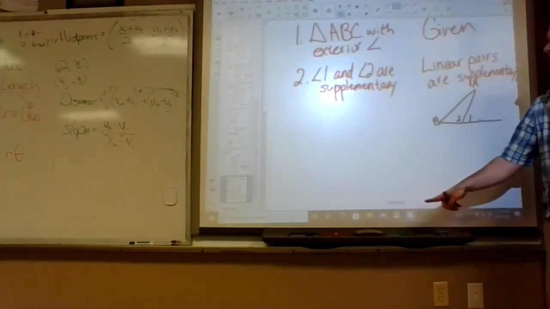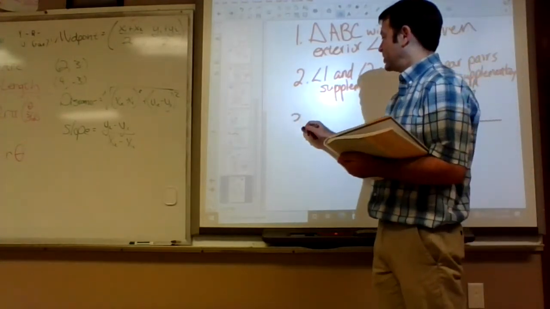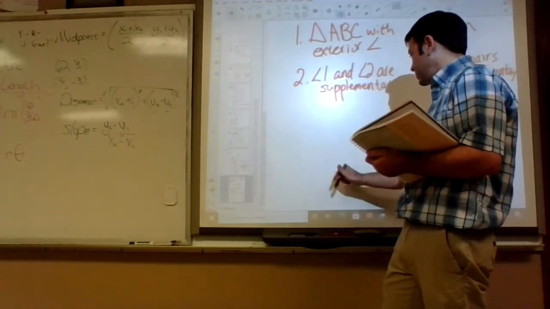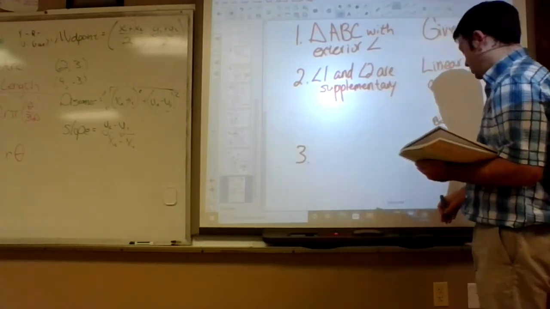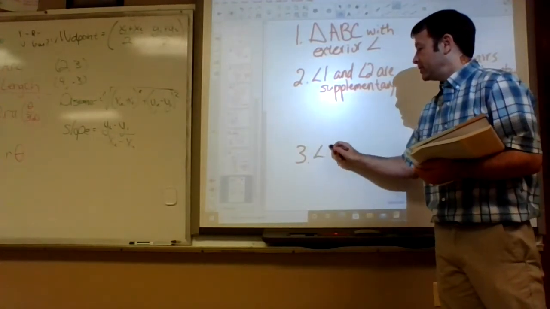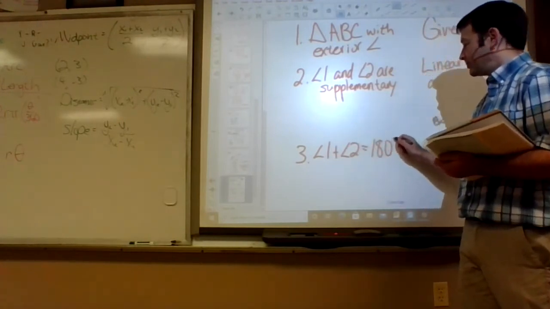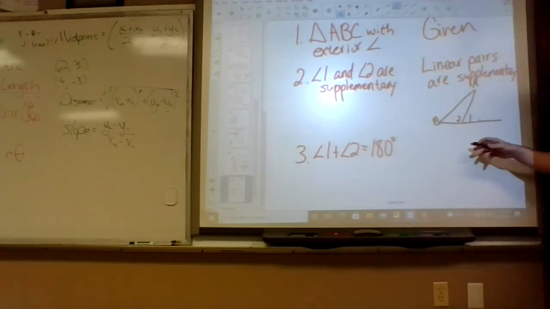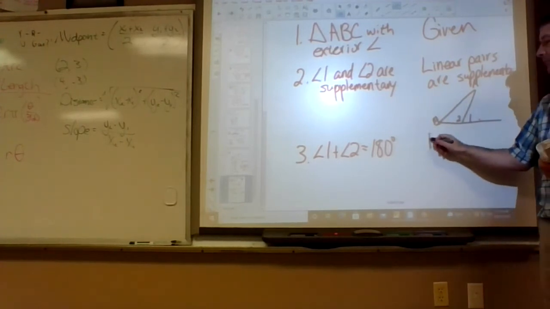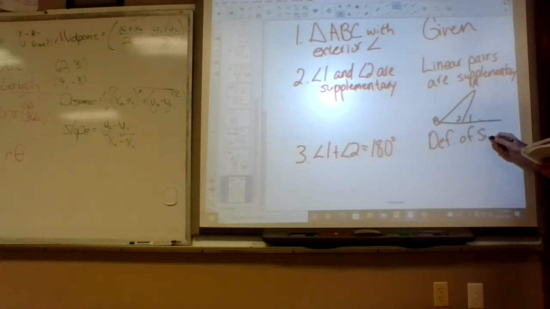Okay. I'm going to be a little more specific with that. I'm going to put my line 3 down here so I don't screw up my drawing. If 1 and 2 are supplementary, that means they add up to 180. So what should I put for the reason for that? Definition of supplementary. Because that's what supplementary means.